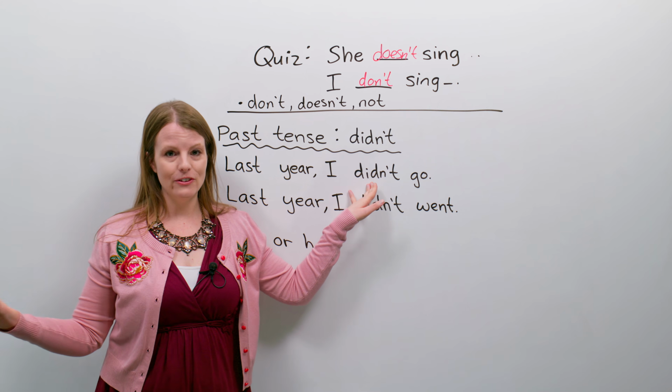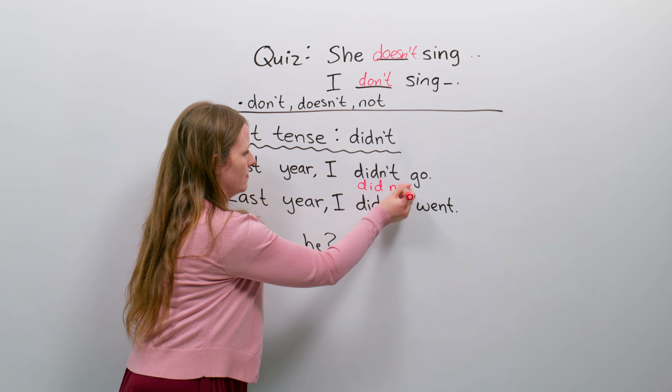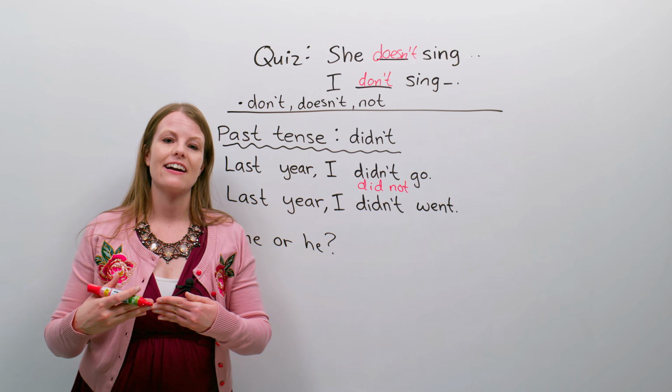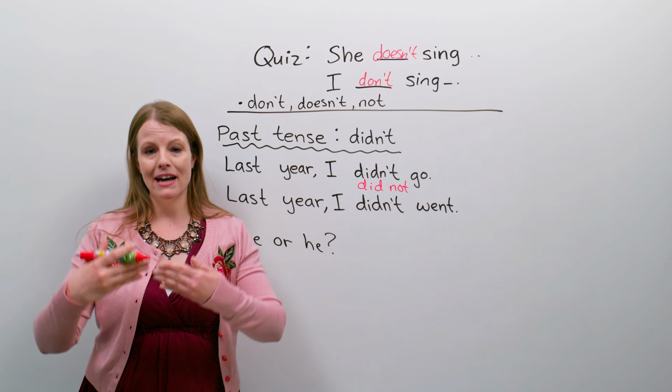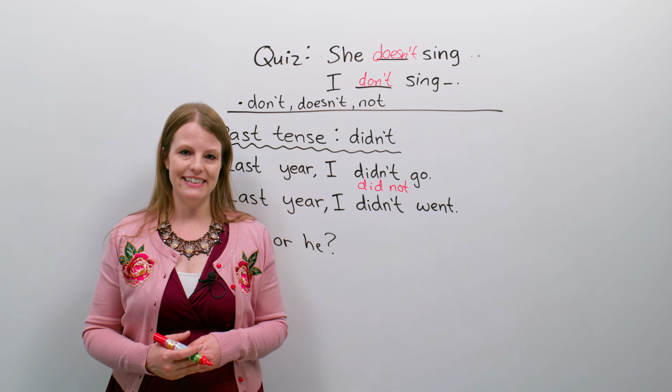Or I can use did not. So we can also use did not. Didn't is the contraction of did not. If you combine did and not together, it becomes didn't.